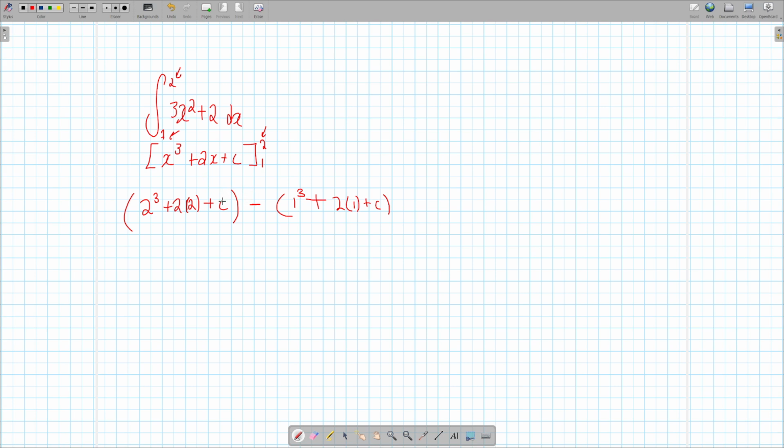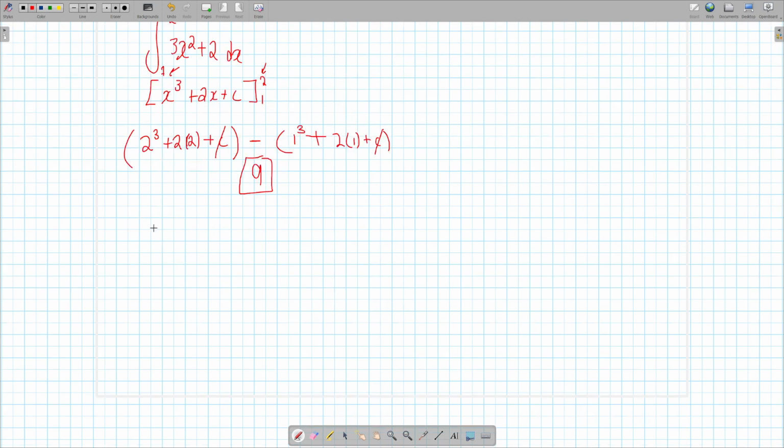For that reason, the c's always cancel in definite integrals, so we don't write the plus c. You don't need to write it. So you're going to get 8 plus 4, 12. 12 minus 3, you get 9. So this should be 9. Okay, we have some rules for definite integrals.